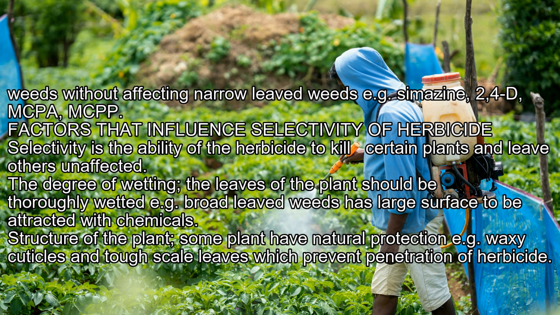Factors that influence selectivity of herbicide. Selectivity is the ability of the herbicide to kill certain plants and leave others unaffected. The degree of wetting: the leaves of the plant should be thoroughly wetted, e.g. broad-leaved weeds have a large surface to be attacked with chemicals. Structure of the plant: some plants have natural protection, e.g. waxing, cuticles and tough scale leaves which prevent penetration of herbicide.